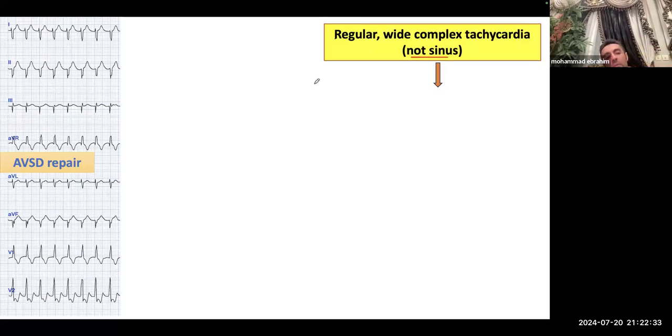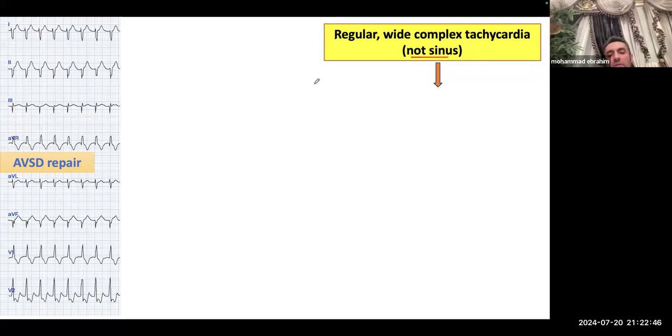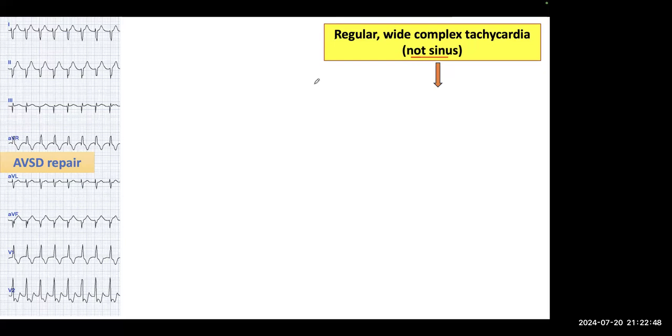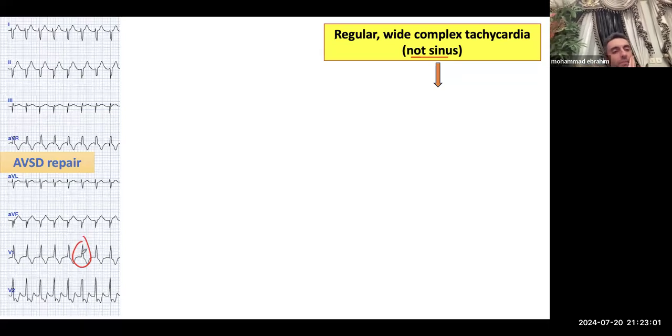After AVSD repair, would you expect the QRS to be wide or narrow? Is it possible for the QRS to be wider after AVSD repair? Yes, because there's a VSD component, they close it, and the right bundle often gets injured. The QRS looks like a right bundle morphology QRS, upright in V1. With AVSD you usually have left axis, this is intrinsic with AVSD generally.